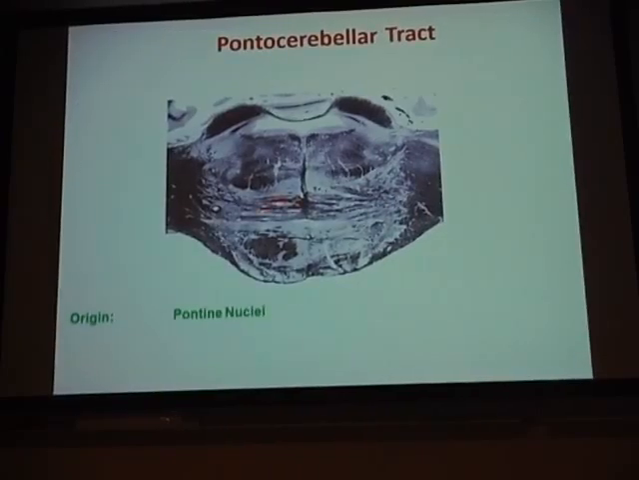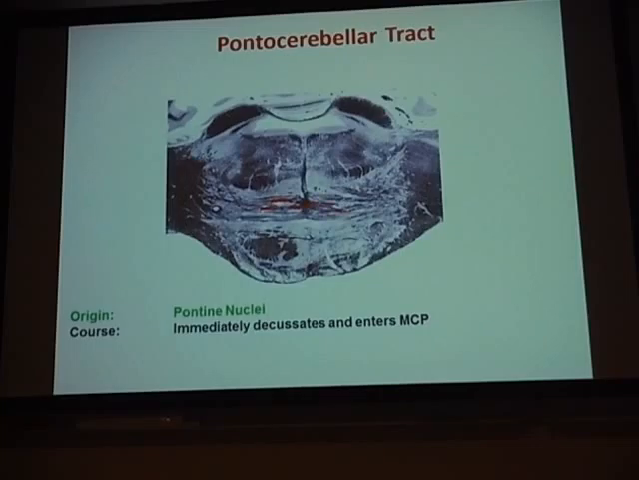Once we hit the level of the pons, and again, you don't have to worry about laterality. It's on these slides. You don't have to know it. Fibers are going to cross over and go through, what peduncle is this?